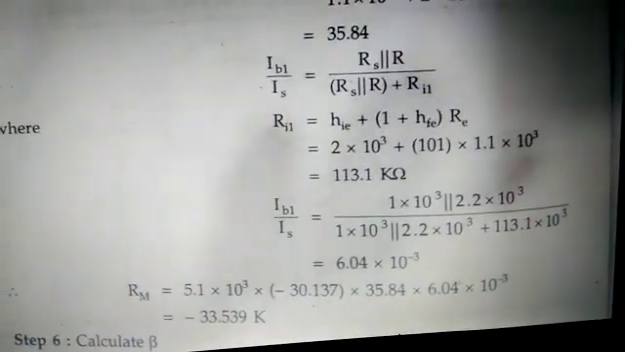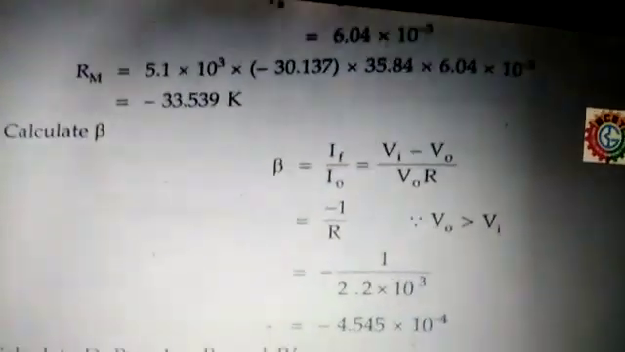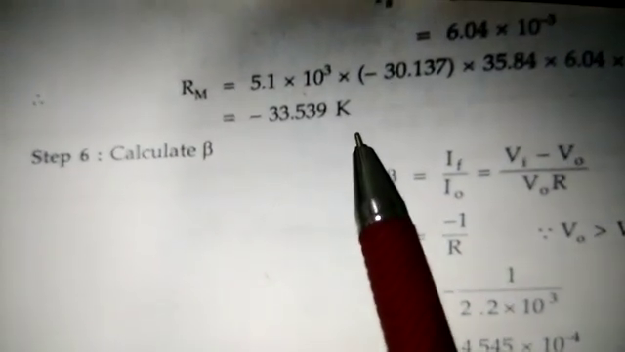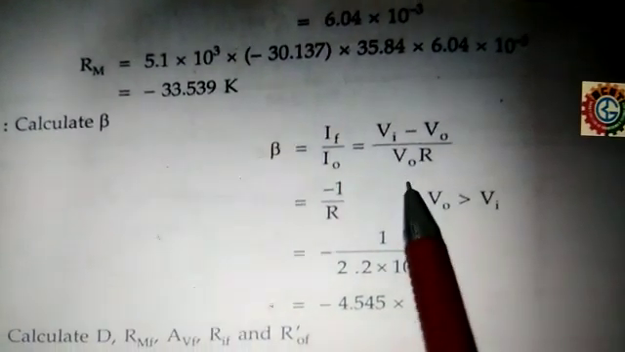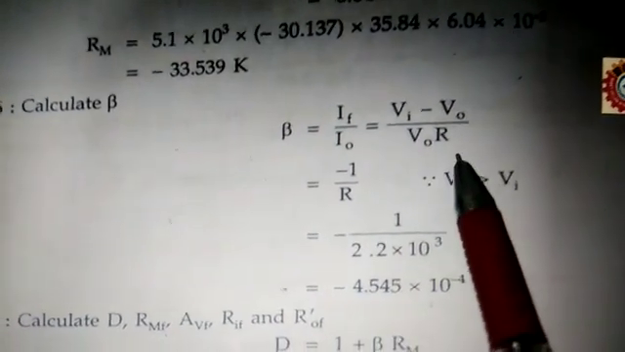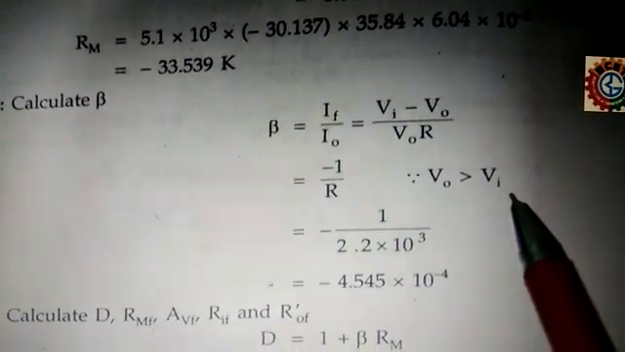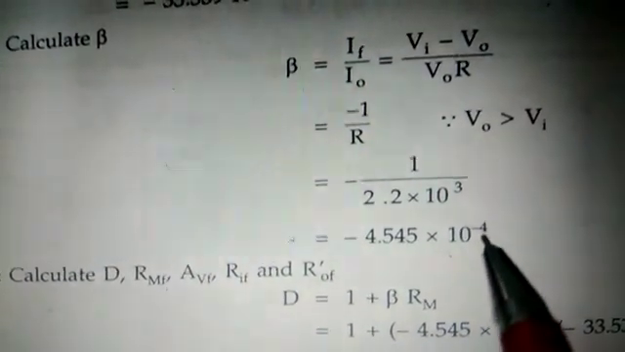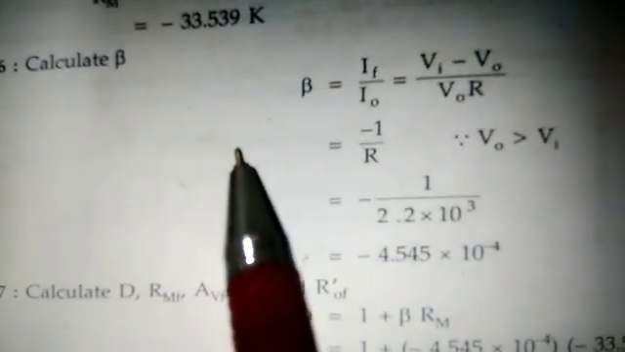So once you get this RM, then calculate the beta factor. This is the value of RM, again calculated completely, minus 33.539 kilo ohm. Then the beta factor is IF by I0. IF is VI minus V0 and this I0 is V0 by R. This is minus 1 by R because V0 is very much greater than VI. So this value comes to be minus 4.545 into 10 raised to minus 4. So dear friends, you got these two values, beta factor and RM.